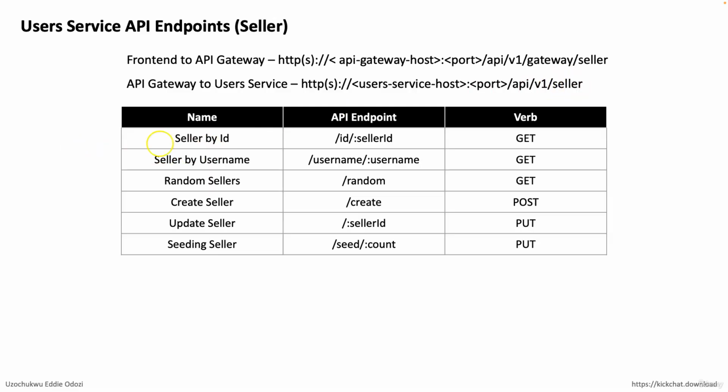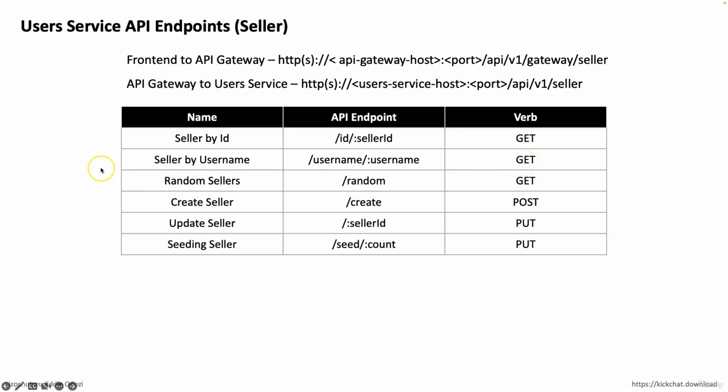For the seller, we're going to have a method, seller by ID. So we are going to get seller by ID, and it's going to be an HTTP get verb. Then we're going to get seller by username, /username/:, and then we pass whatever username right here. It's going to be an HTTP get verb.